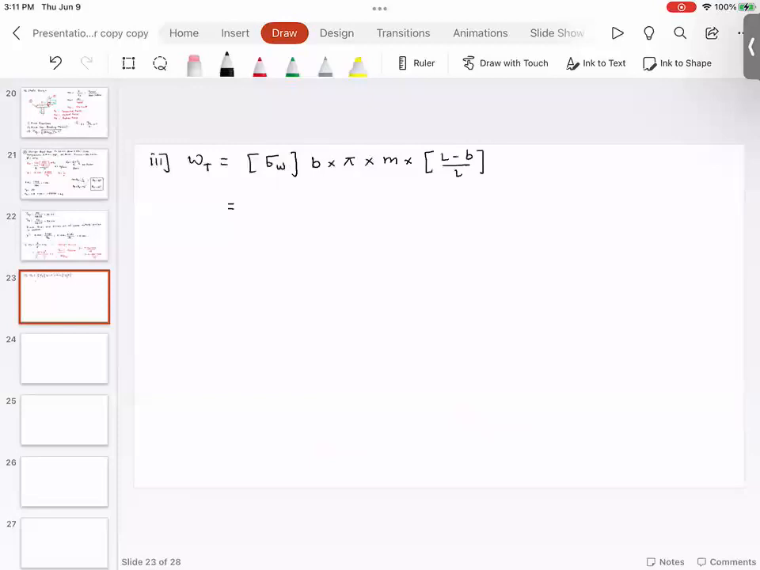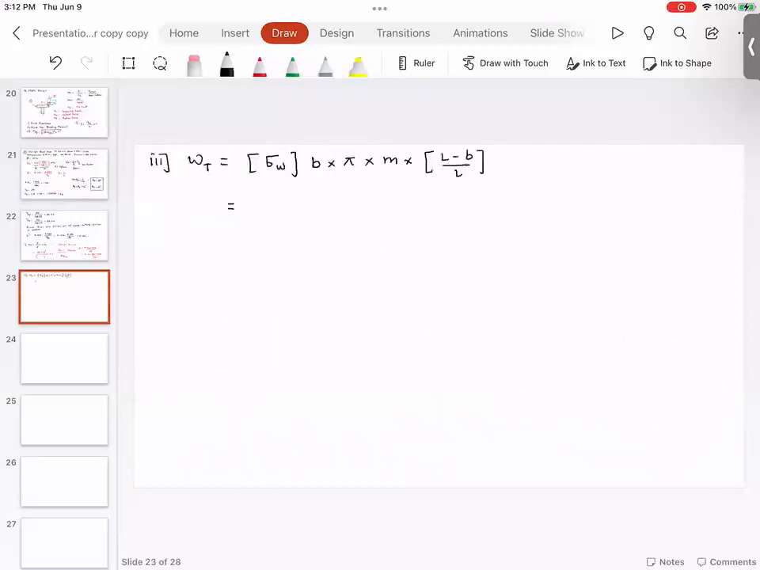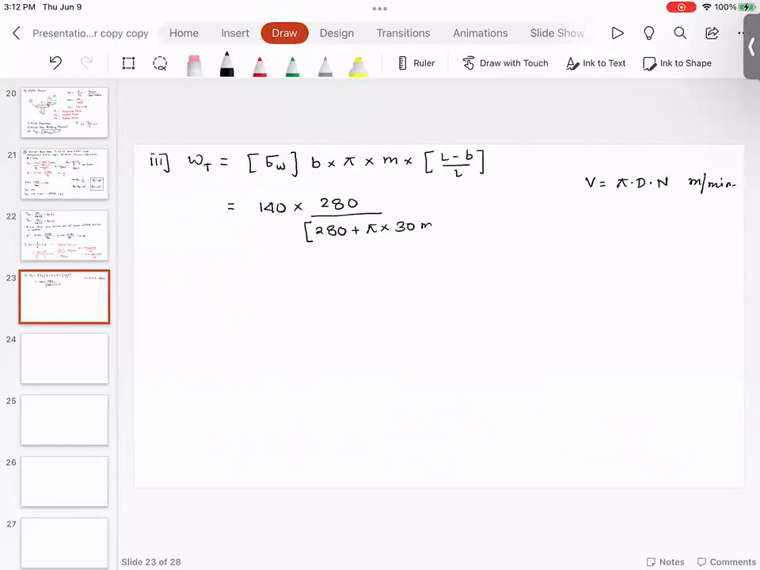In this problem, sigma W value is already given to us, which is 140 times 280 divided by 280 plus P. The only difference here is for V, it has to be pi dn, because this velocity has to be in meters per minute. So this would be pi times 30 times m times n, 1200, multiplied by b, multiplied by pi, multiplied by m. L by B ratio is 4. That is given, so this becomes 0.75.